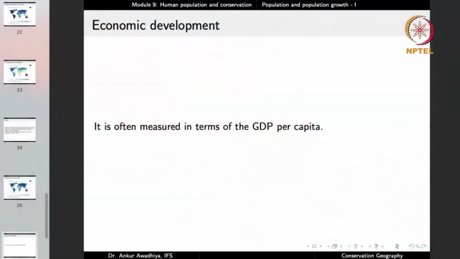That is, for every individual, what is the amount of produce that the society is producing or consuming, because production is typically equal to consumption. So more GDP per capita would often represent that the society is making large quantities of goods, consuming large quantities of goods, or it is producing and consuming those goods that are of a higher value. So typically more sophisticated items.